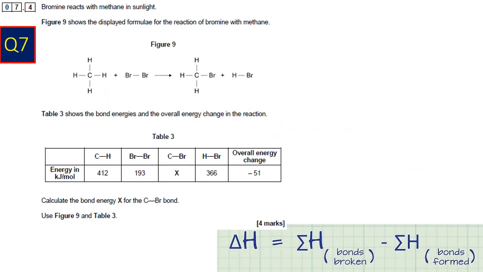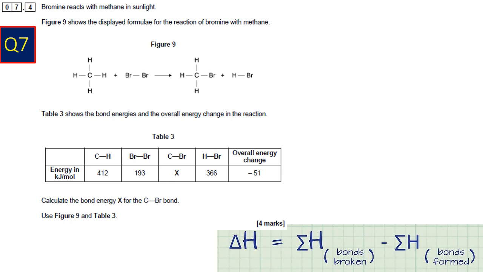So we're told that bromine reacts with methane in sunlight, and we have a figure showing the display formulae for the reaction of bromine with methane. And we're given the bond energy and the overall energy change in the reaction in the table. So we're asked to work out what X is using the diagram, figure 9, and the table.